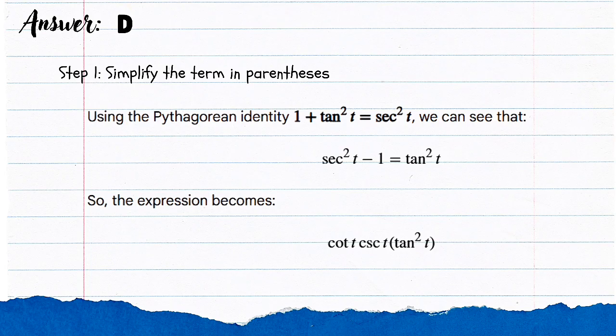Step 1, simplify the term in parentheses. Using the Pythagorean identity 1 plus tangent squared t equals secant squared t, we can say that secant squared t minus 1 is equal to tangent squared t. So, the original expression becomes cotangent t times cosecant t times tangent squared t.